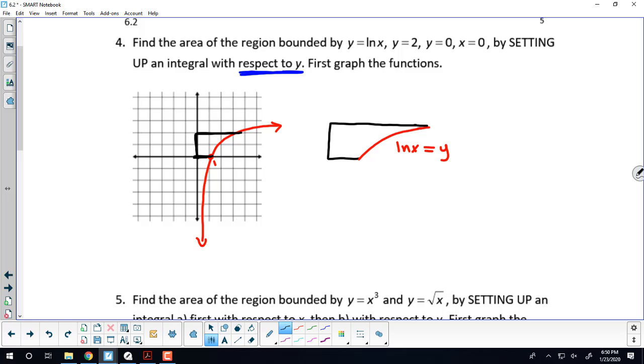So notice it tells us to integrate with respect to y. So which direction are the cross sections running? Vertical or horizontal? Vertical. So remember, if they're running vertical, then they have a thickness in the x direction. That would be perfectly fine if we needed to integrate with respect to x. It says with respect to y, so we need our rectangles to run this way, so they have a thickness dy. Is everybody okay with that? Makes sense?